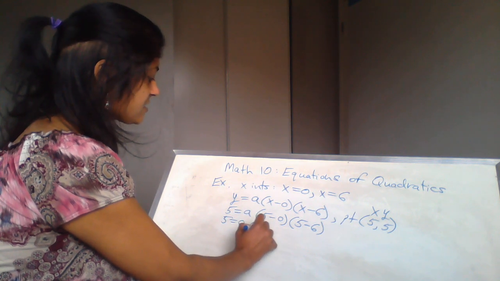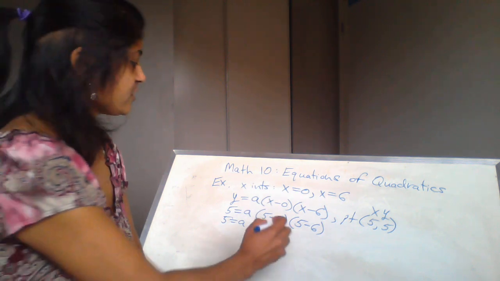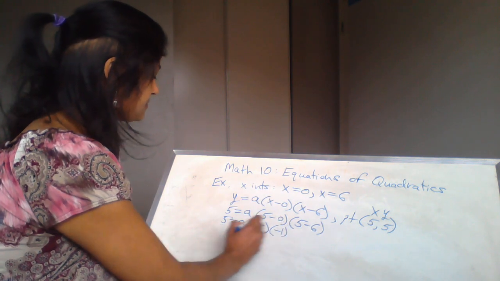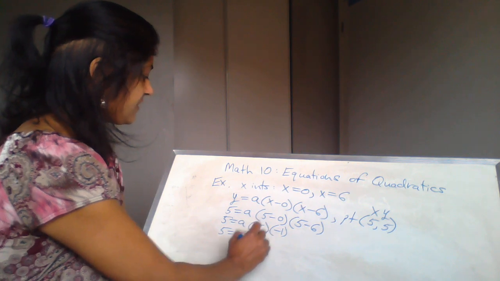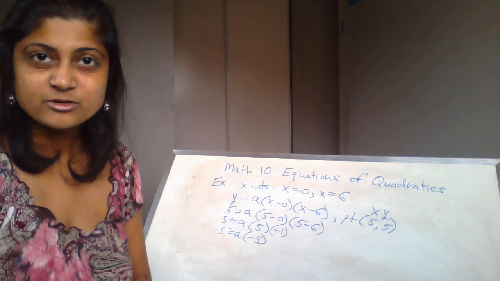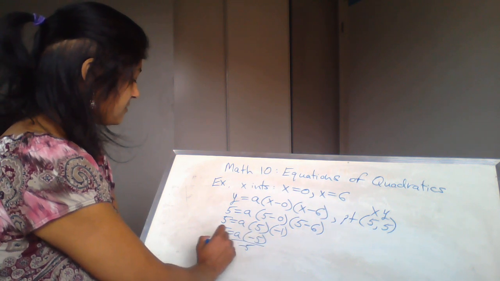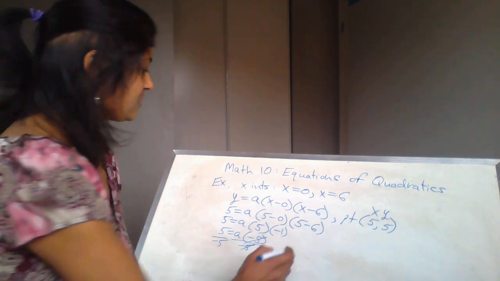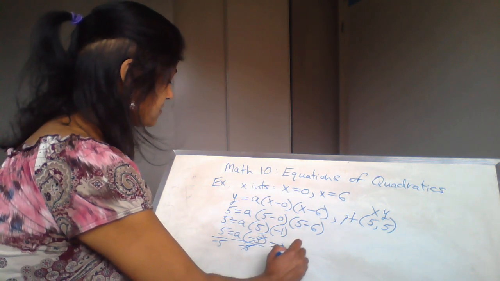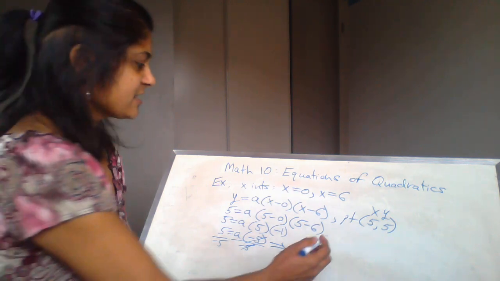This is 5 minus 0, 5. And in the second bracket, 5 minus 6, which is negative 1. Okay, so I can see 5 equals a times negative 5. To solve for the value of a, we're going to divide by negative 5 on both sides. And this is going to just cancel out here, and we'll just write it on this side. So the a value is 5 divided by negative 5, which is equal to negative 1.